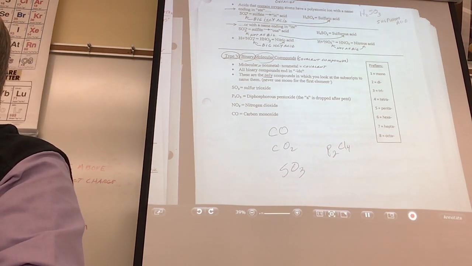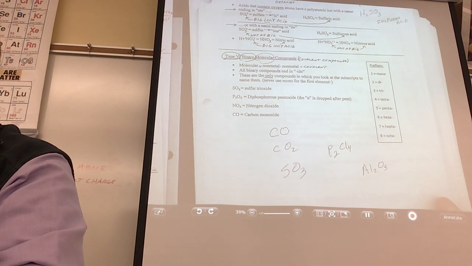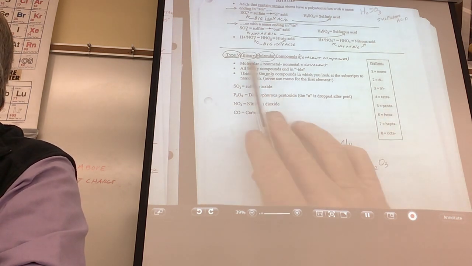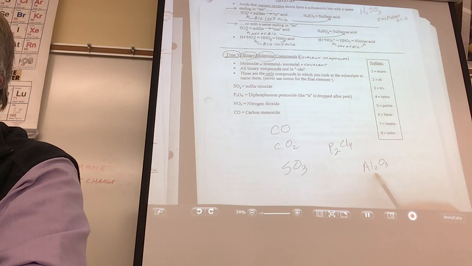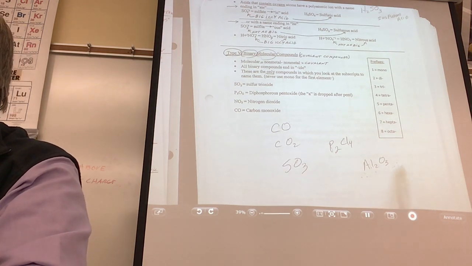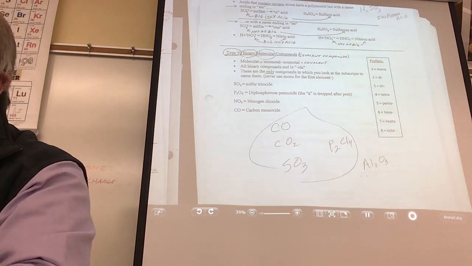The only thing that worries me is that you will do something like this: dialuminum trioxide. No, you don't use this system for anything except what? This is a metal and a non-metal. I already taught you how you do this, didn't I? This is aluminum oxide, right? I don't even look at the subscripts to name that. But here I do. Subscripts are everything, aren't they?